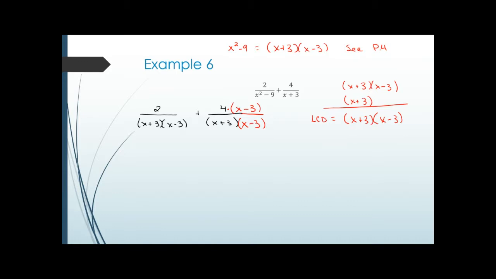So I end up with 2. The first fraction basically stays the same. So it's 2 over x plus 3, x minus 3. The second fraction, I need to get an x minus 3 in the denominator, so I'm multiplying. And so then I need to multiply the top and the bottom by x minus 3. So once I do that, I'm going to just rewrite these so that you can see what I have so far.